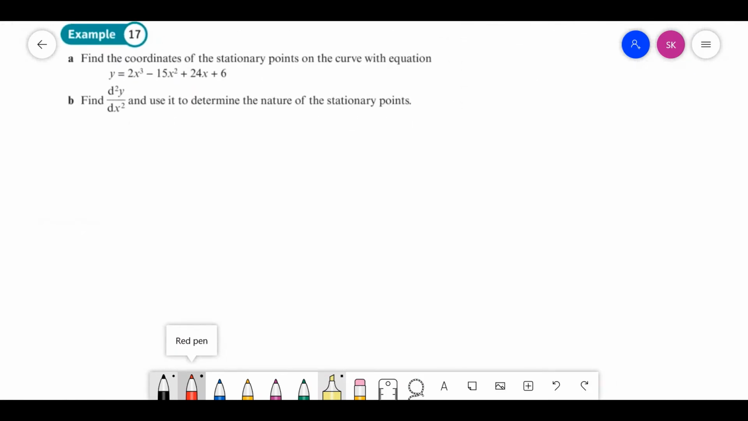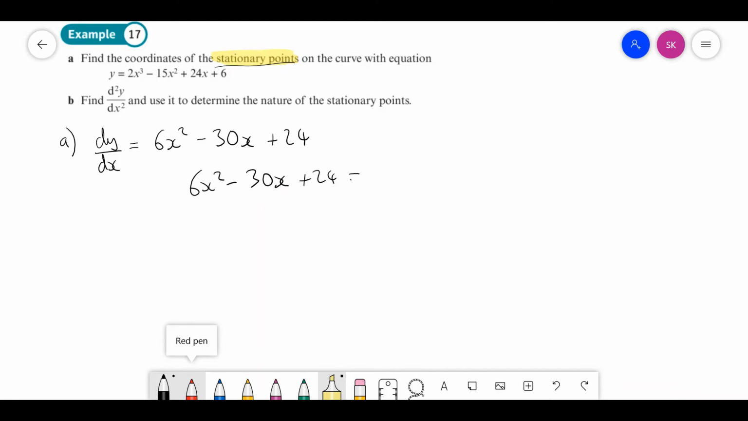So example 17 says, A, find the coordinates of the stationary points on the curve with that equation. So to find a stationary point, that is where the gradient is equal to 0. So I need to find the gradient function by differentiating y with respect to x, which means I get 6x squared minus 30x plus 24. Now the key point about the stationary point is that the gradient is 0. So what I'm saying is that this must be equal to 0.